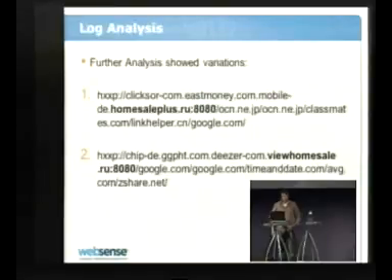So further analysis showed variations. Home sales wasn't the only one that was used. View home sales. The one particular thing that was consistent amongst all of the compromises was that it was .ru and 8080. But the content was the same. It led to the same pages.